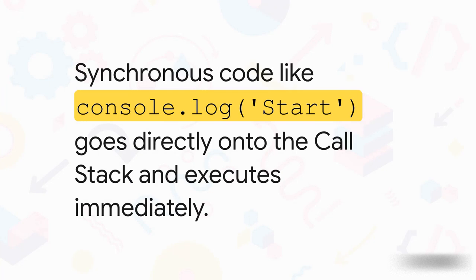All right, let's walk through some code. Step 1, the easy stuff. Anything that's synchronous, like a simple console.log, gets pushed onto the call stack, runs right away, and then gets popped off. Console.log start goes on, runs, comes off. Then console.log end goes on, runs, comes off. Simple as that. No waiting around.